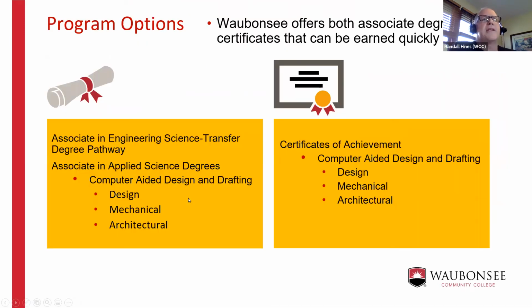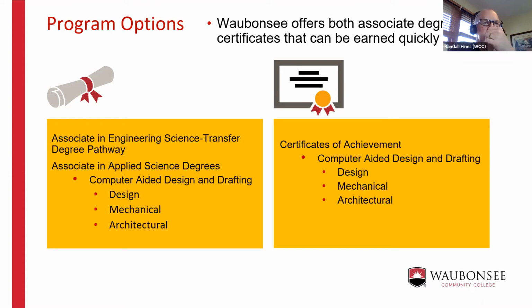So let's take a look at the program options. We have an associate degree in engineering science, which is a transfer degree. And then we also have an associate degree in applied science, which is computer-aided design and drafting. Within that degree, we have what we call 3 pathways: design, mechanical, and architecture.